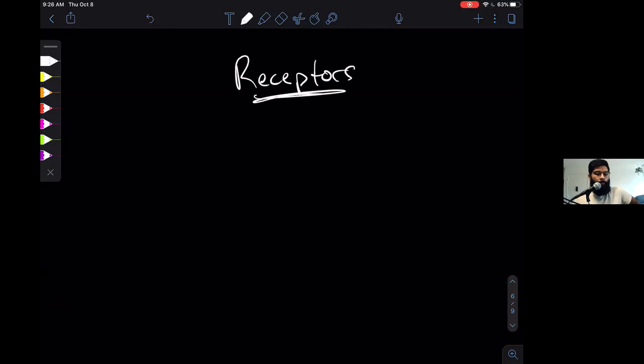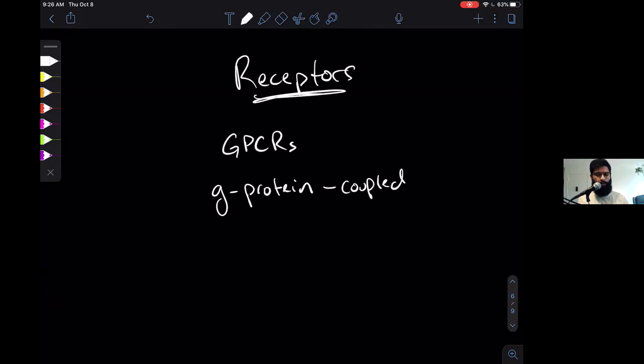The most important receptor for the autonomic nervous system is going to be GPCRs. This is also known as G protein coupled receptor. Receptor just means a guy that's hanging around on the cell membrane that makes the outside world able to communicate with the inside world. G protein comes from the actual protein inside the cell membrane, hanging out right next to the receptor, that allows this receptor action to happen, which is why it's called G protein coupled.